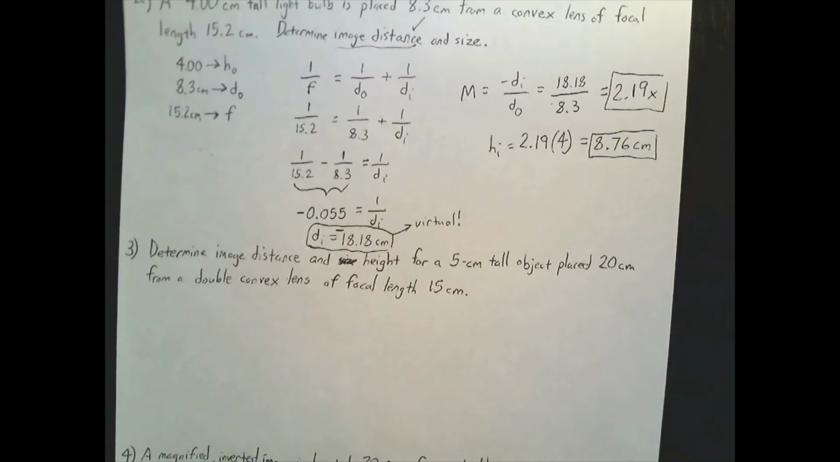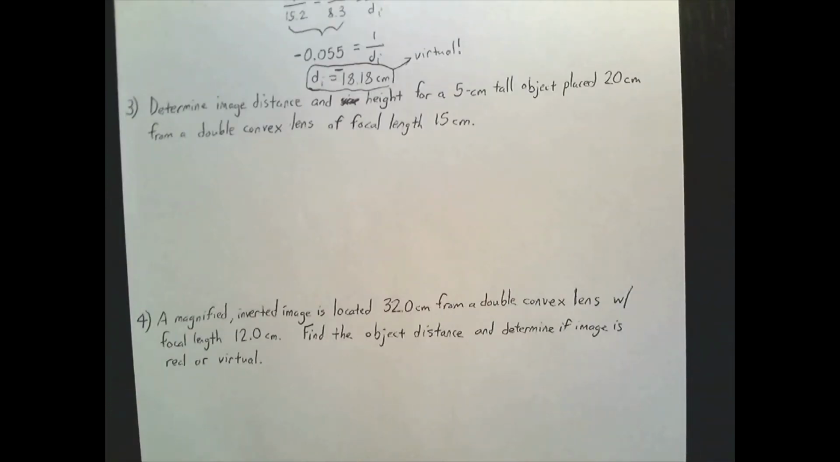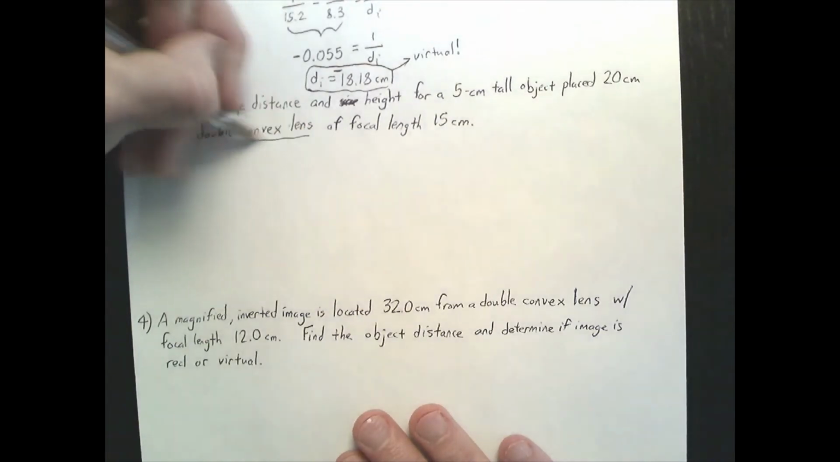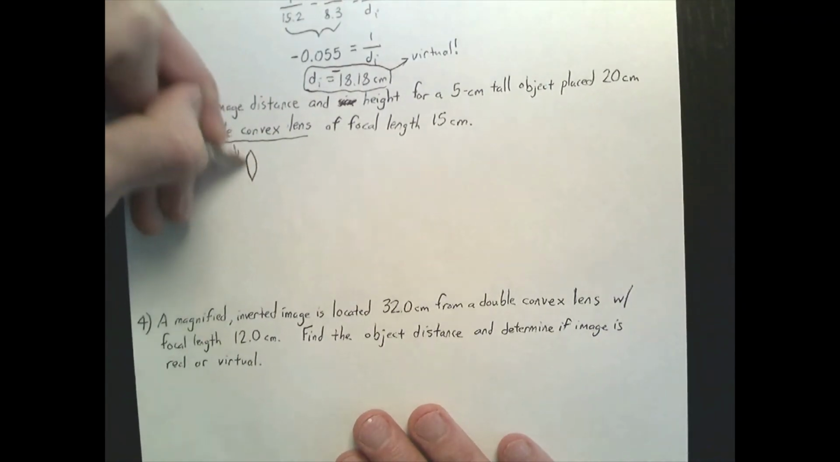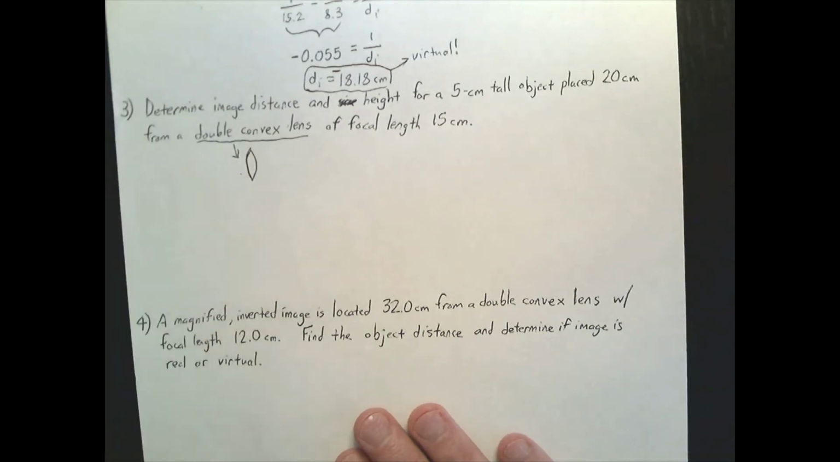All right, let's keep this train going. Now we're going to determine the image distance and height. So same kind of thing we just did for a 5 centimeter tall object placed 20 centimeters from a double convex lens of focal length 15 centimeters. Double convex doesn't really mean anything. A double convex lens is exactly the kind of lens we've been using all along. It's convex on both sides, and hence they call it a double convex sometimes. Don't be too tripped up by that.